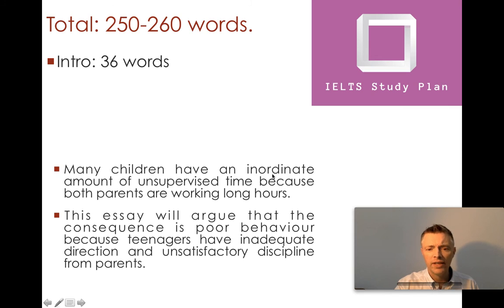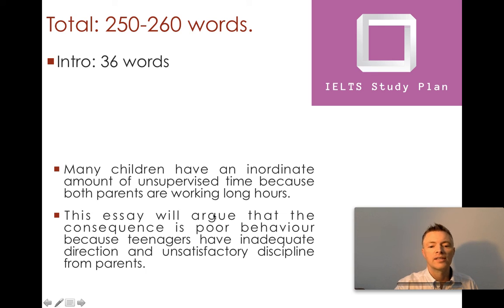Many children have an inordinate, it's too much, amount of unsupervised time because both parents are working long hours. Simple and clear. Inordinate's a great word. That's giving you a sufficient range of vocabulary, which is what it says for your vocabulary mark. And it's because. We use because, which means it's a complex sentence. So that is, again, heading towards a 7 for grammar.